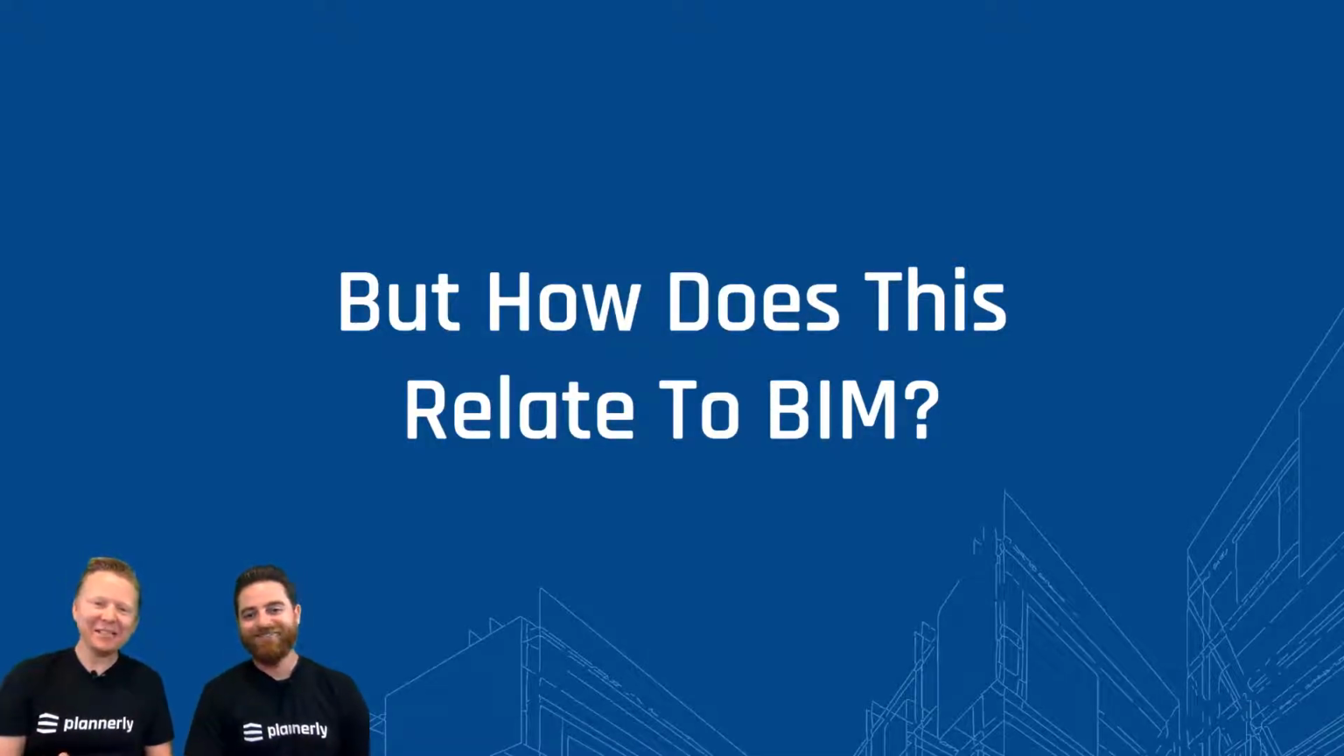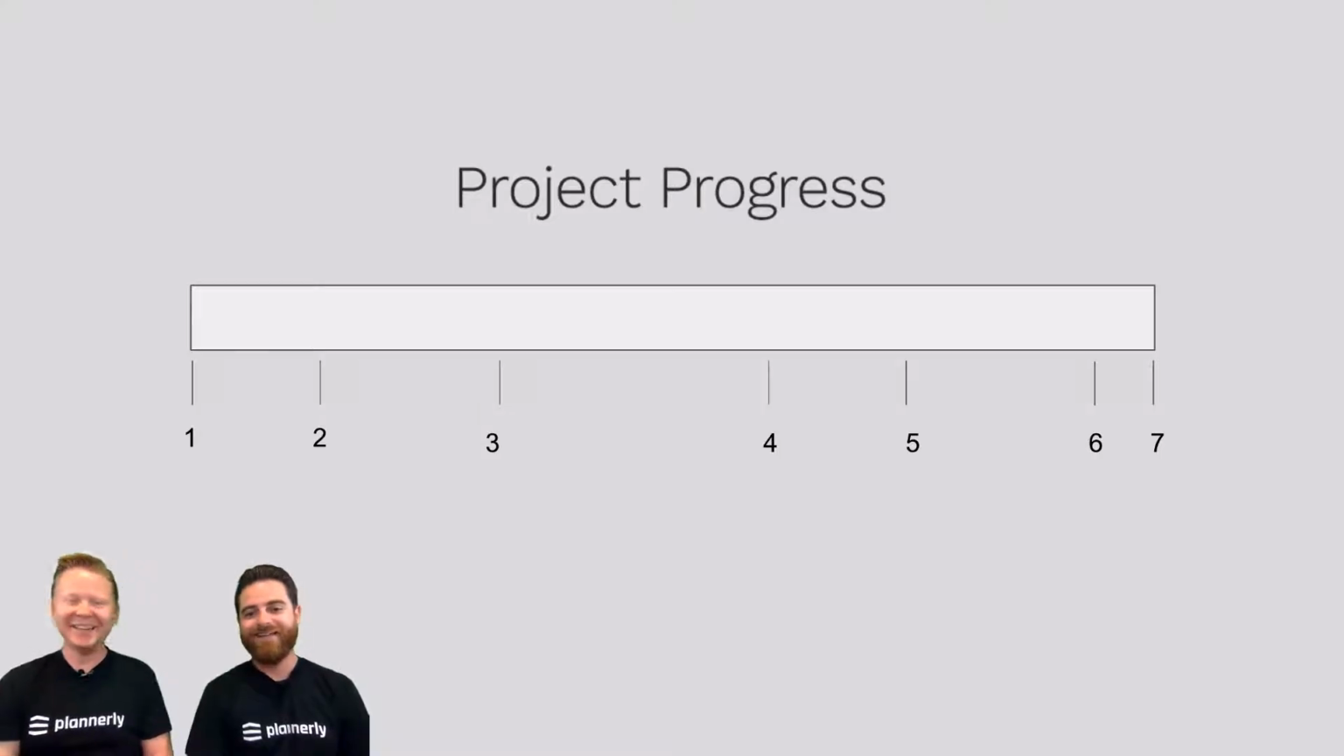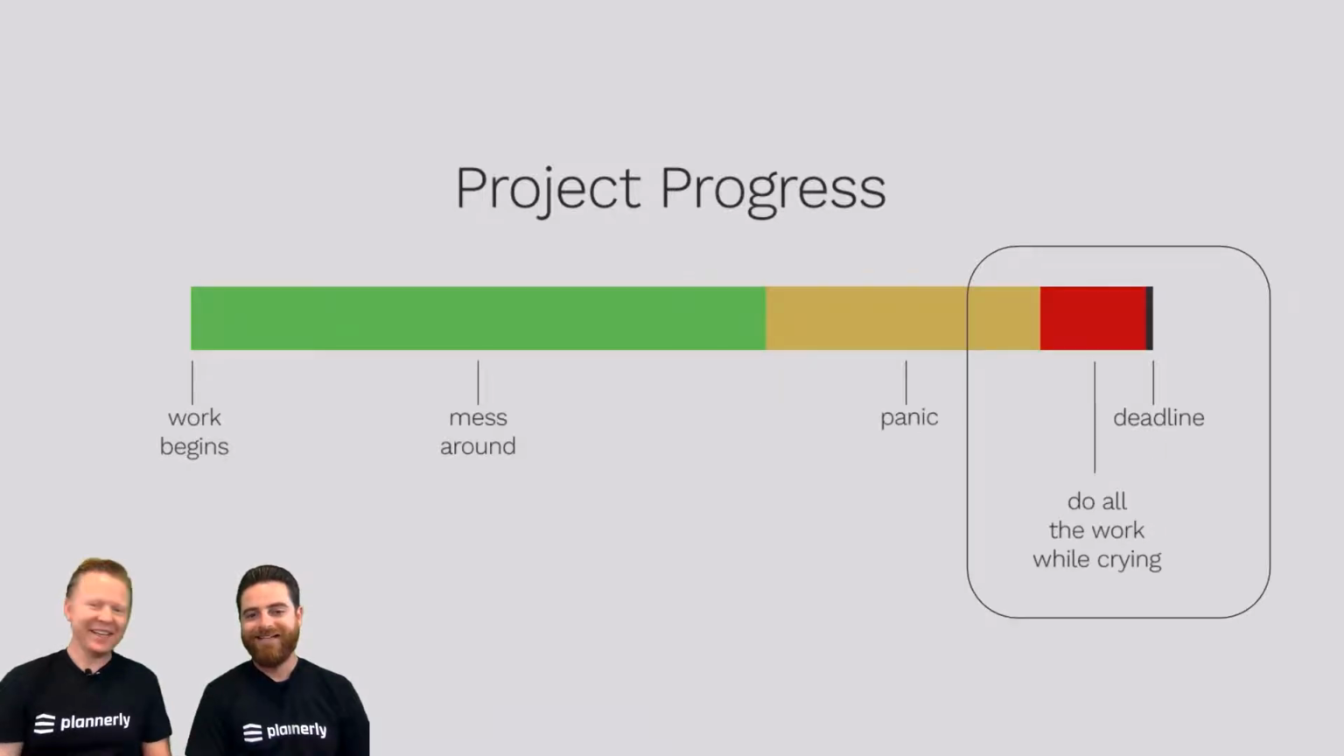So how does this relate to BIM? It's a good question. Let's bring it back to BIM. So we look at projects as they progress over time, and it would be a perfect world if projects progressed gradually, and we went through stages and those milestones were achieved and everything was perfect. But we know that in our world, work begins, people mess around, there's a bit of a panic, and usually a lot of work is done at the end just before the deadline. Yeah, it's just natural. Human nature.